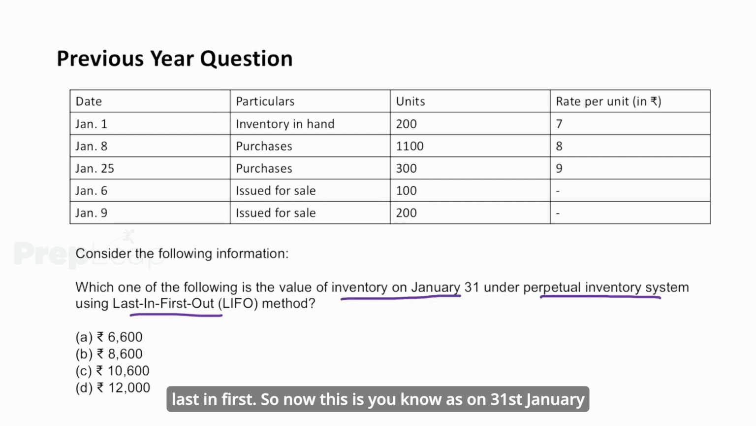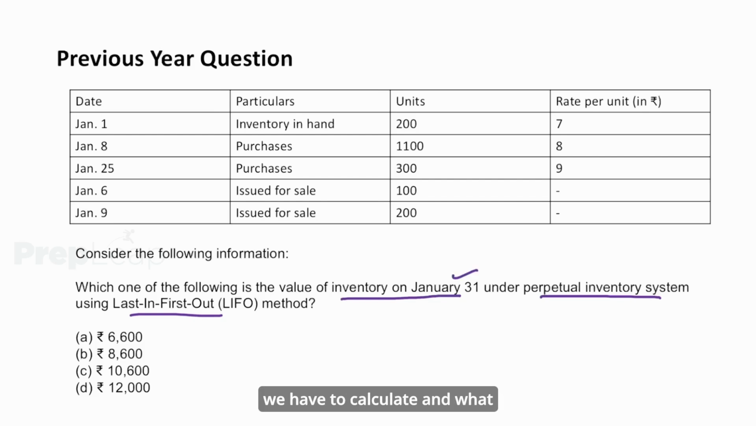Now, as on 31st January, we have to calculate, and what we see here are the dates: January 1, 8th, 6th, 9th, and 25th. So let's put them in order first. 1 would be this, 2nd would be this, 3rd would be this, and 4th and 5th. So in this order we are proceeding, last in, first out.